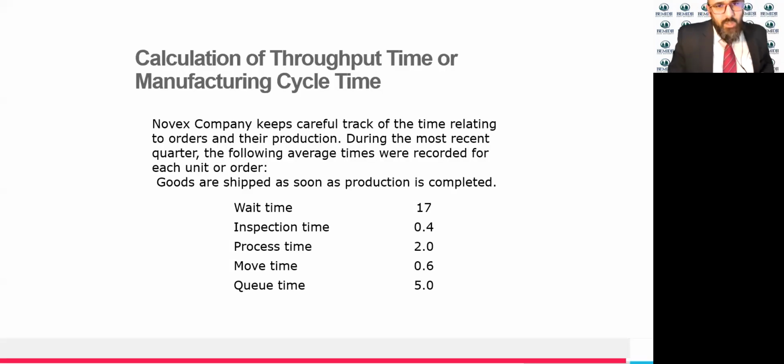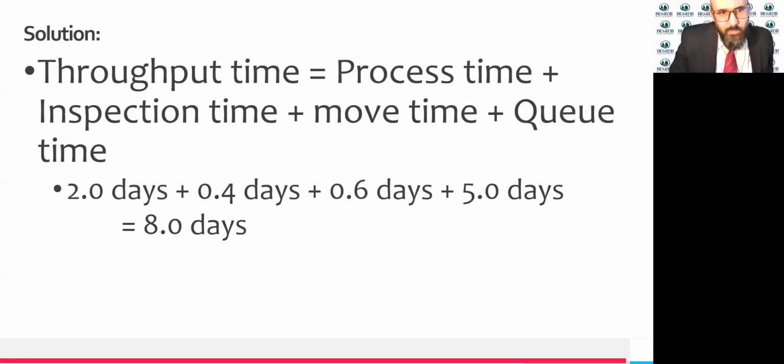And here is an example of the cycle and throughput time. If this company needs to look into how long it will take them to provide a product, we did some time studies. We found that wait time is 17, inspection time is 0.4, process time is 2, move time is 0.6, queue time is 5. The throughput time would be equal to process time plus inspection time plus move time plus the queue time. So 2 plus 0.4 plus 0.6 plus 5 would be equal to 8 days.